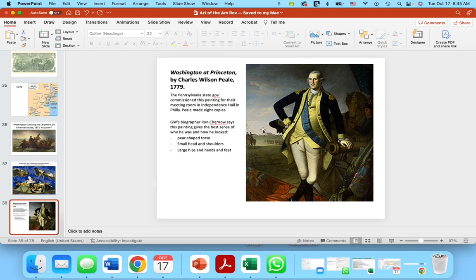And here is a famous painting by Charles Wilson Peale. It's George Washington commemorating his victory in Princeton, New Jersey. He's got his hand on the cannon because the cannon helped them win that day. And this is actually a more accurate picture of Washington in midlife. He was tall, he had a small head, and big hands and big feet and kind of pear shaped. A lot of experts say this is a really accurate version of young George Washington.